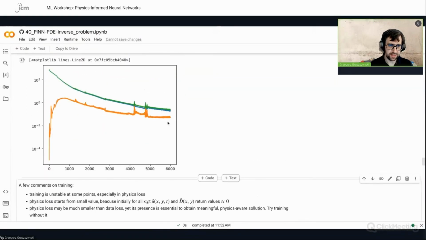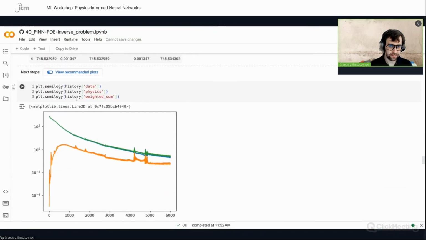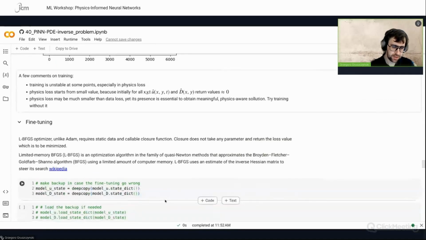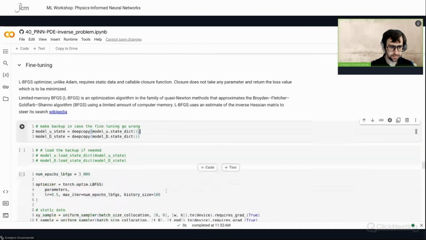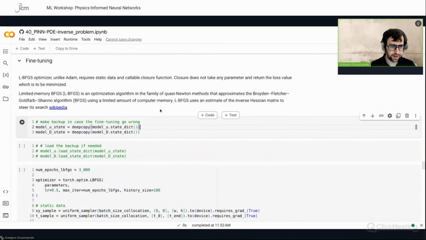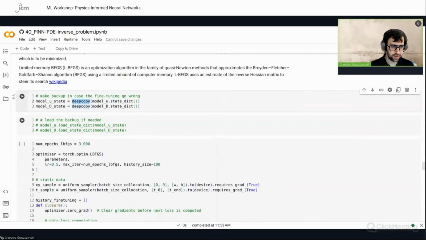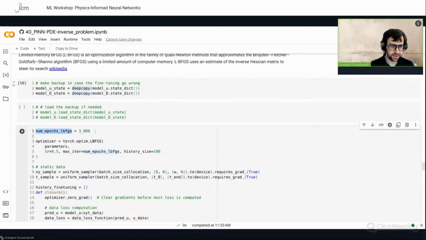And once we have done the training with the Adam optimizer, you can do a fine-tuning using the LBFGS optimizer, which is a quasi-Newton method, and it has second-order convergence. It is slower, but it makes better steps. Okay, first we make a backup in case of doing something wrong. Here the deepcopy method is used. And now we set up the LBFGS optimizer.